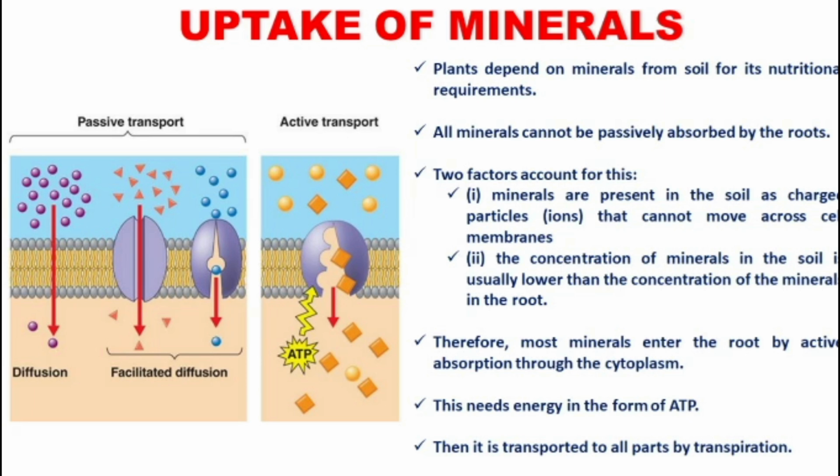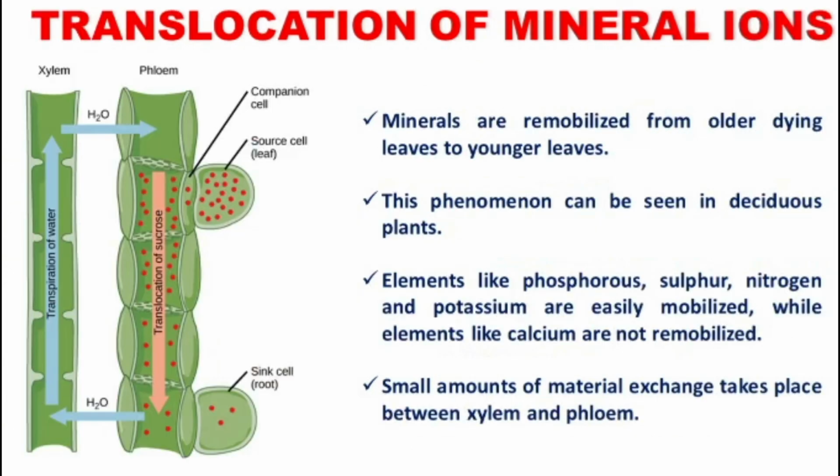So, active transport needs energy in the form of ATP. Then it is transported to all parts by the transpiration process. The absorbed minerals are then translocated to the required place, that is translocation of mineral ions. The mineral ions are remobilized from older dying leaves to younger leaves.